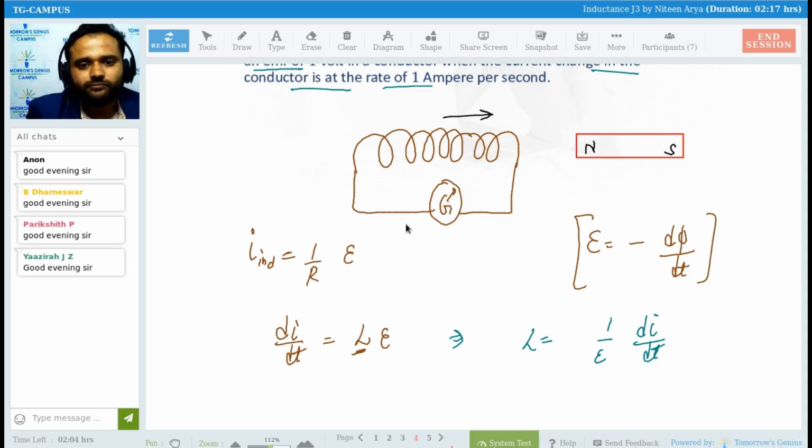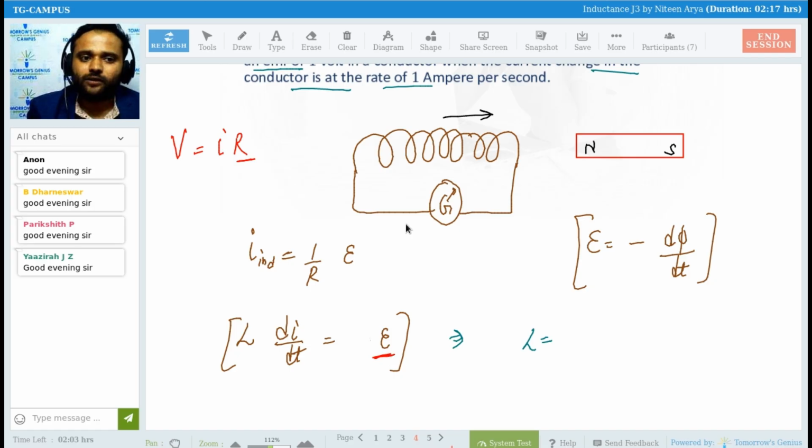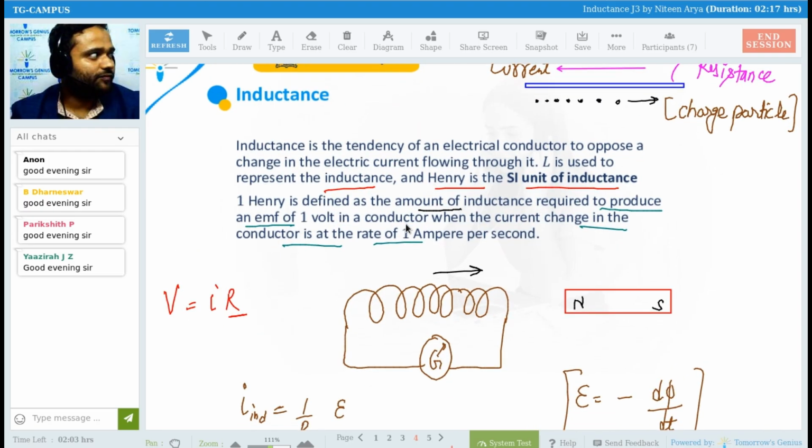Wait, this is reverse, I'm writing. Yeah, now it is correct. Like in a simple sense, L is 1 upon di by dt. Like in a simple sense, we know Ohm's law, V equals I R, where R is the resistance. Here, in the AC case, when the induced EMF is 1 and the change in current di by dt is 1 ampere per second, that is going to be opposed, and that opposition is known as your inductance. So 1 upon di by dt is your inductance. Is this clear, everyone? And that is 1 Henry inductance.